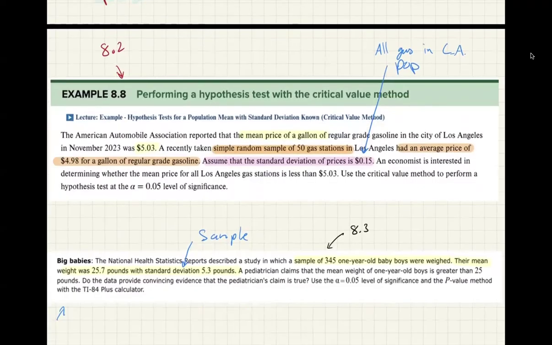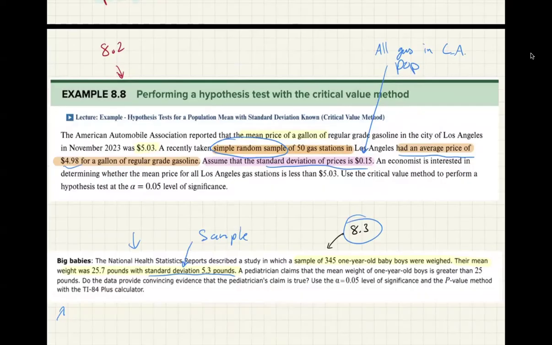not the sample, right? So do you see how in 8.2, this average of 4.98 for the simple random sample, we have the data for its average, but the standard deviation data we have is not for the sample, it's for all of gas prices throughout California. Whereas in 8.3, the standard deviation we have is for the sample. And that's much more realistic, okay? This is the kind of stuff we're going to see over and over and over.